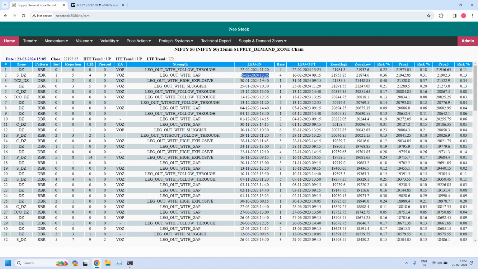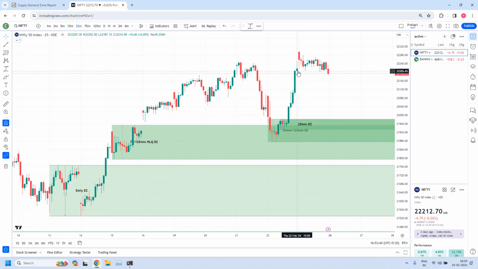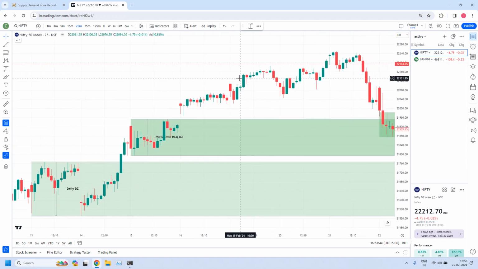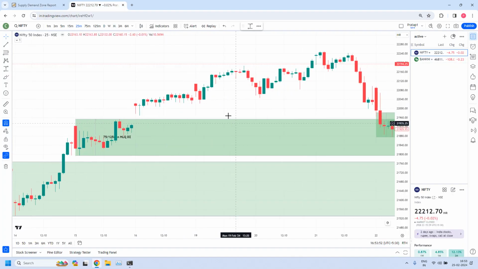After that 4 base candles. So 15th February 13:25. So changing, yeah, we are already in 25. 15th February, where is it? February 13:25. This is the one. We have a rally, 1, 2, 3, 4 base candles.